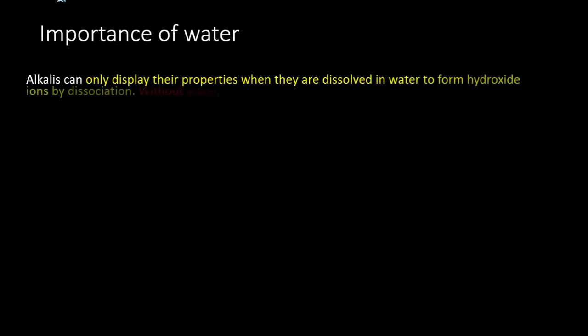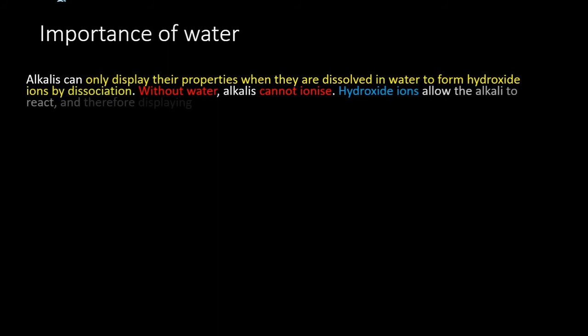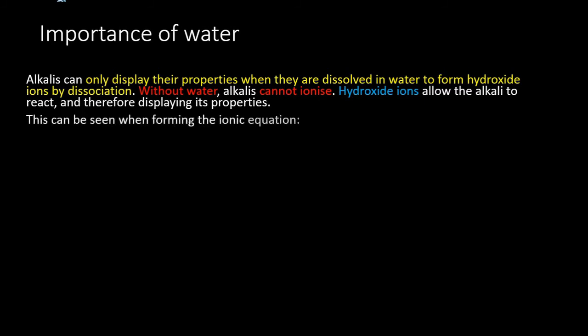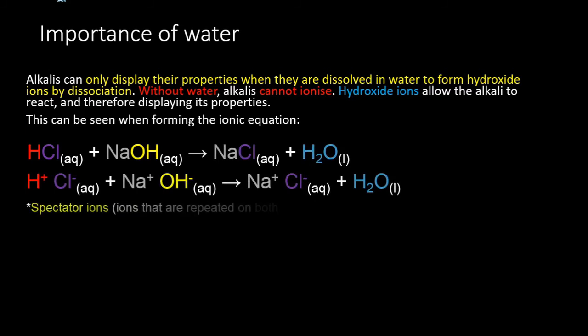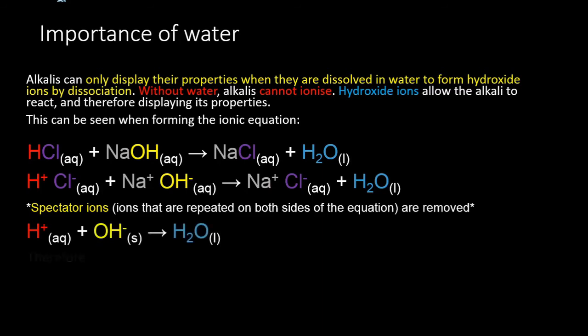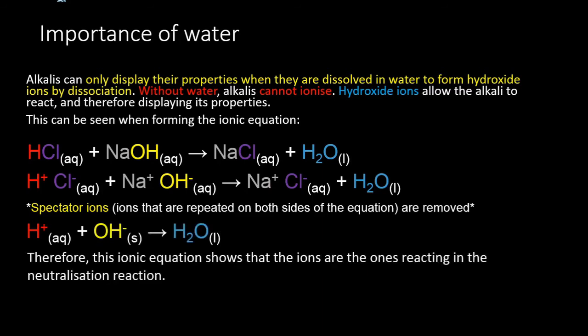Importance of water. Alkalis can only display their properties when they are dissolved in water to form hydroxide ions by dissociation. Without water, alkalis cannot ionize. Hydroxide ions allow the alkali to react and therefore display its properties. This can be seen when forming the ionic equation. Spectator ions, ions that are repeated on both sides of the equation, are removed. Therefore, this ionic equation shows that ions are the ones reacting in the neutralization reaction.